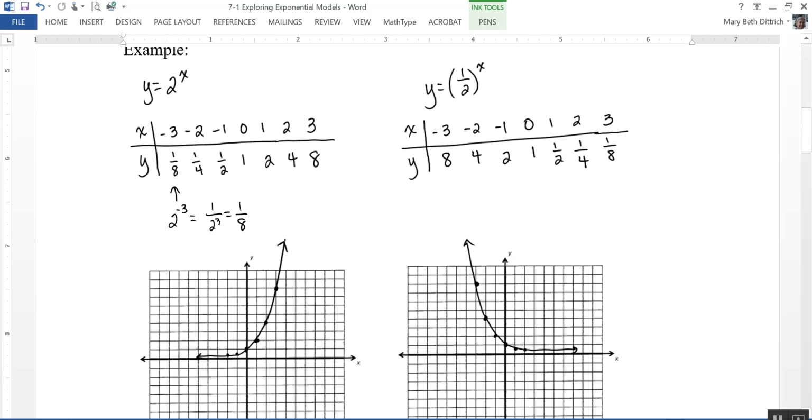Here's an example of exponential decay, and that would be 1/2, a number between 0 and 1, raised to the power of x. Let's take a look at this. What would 1/2 to the negative 3 power be? That would be 2 over 1. So flip it and make the exponent positive, and that's going to give me 8. As you can see, that's flipped over the y-axis from our first function, and this represents exponential decay. As x gets bigger, y gets smaller really fast.